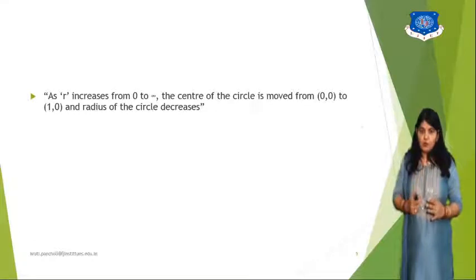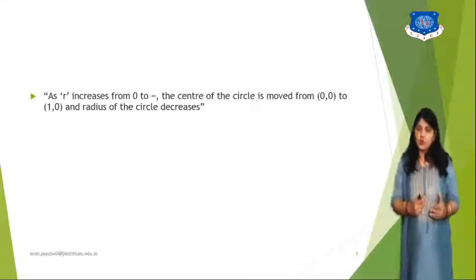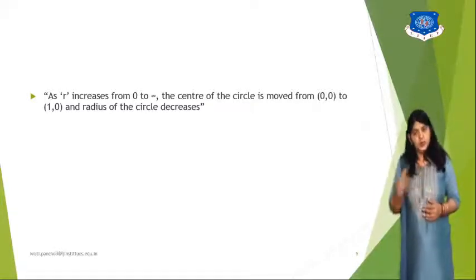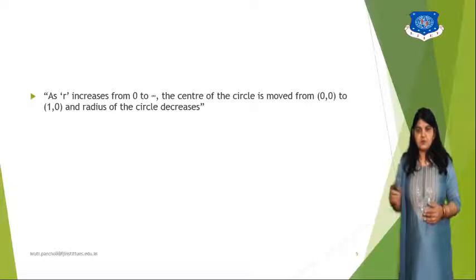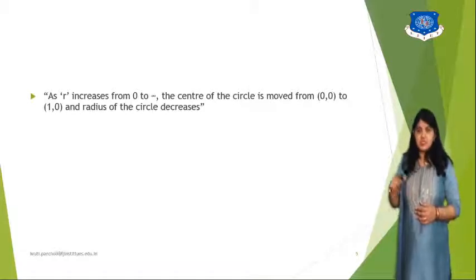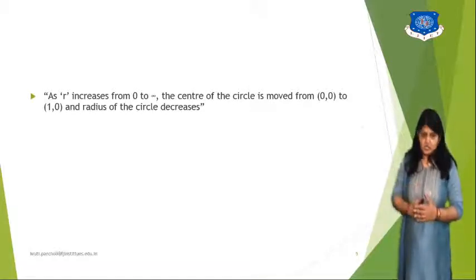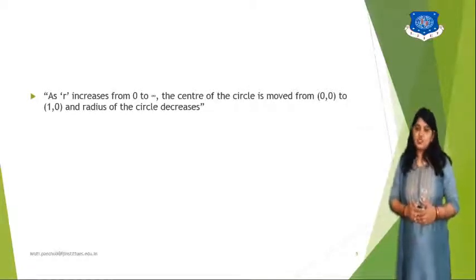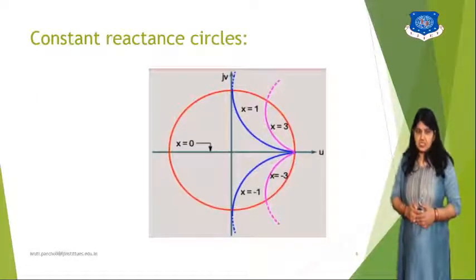When we move from R equal to 0 on the left-hand side to the right-hand side, we reach the maximum, the infinite value. So the center of the circle moves from (0, 0) to (1, 0), and the radius of the circle decreases.